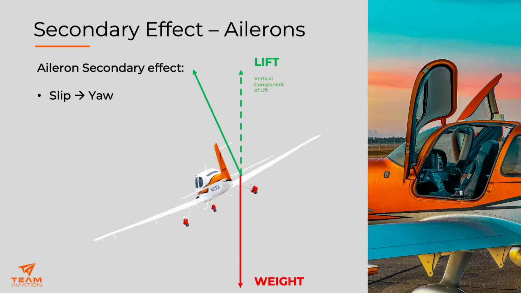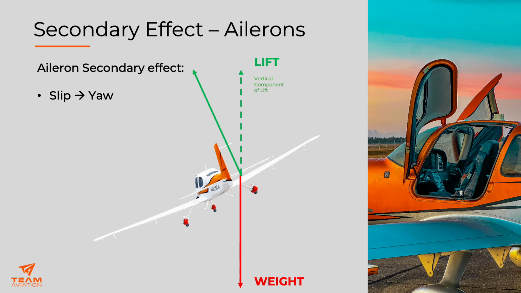All right, let's talk about the secondary effect of aileron input. When you roll the aircraft using the ailerons, you're changing the lift distribution across the wings. One wing produces more lift than the other, causing the aircraft to bank. But this also creates a side effect. The wing with increased lift also generates more drag.